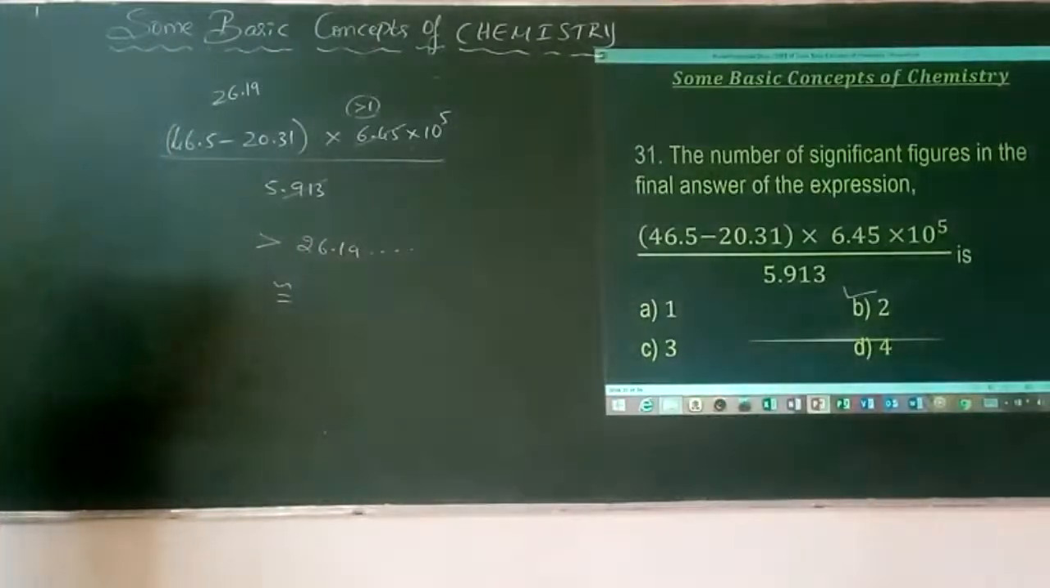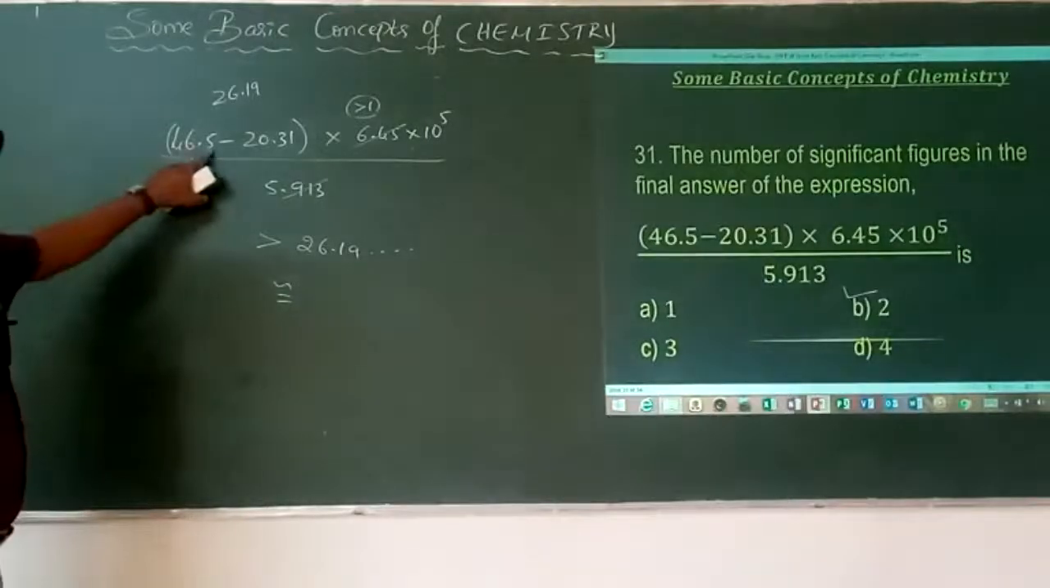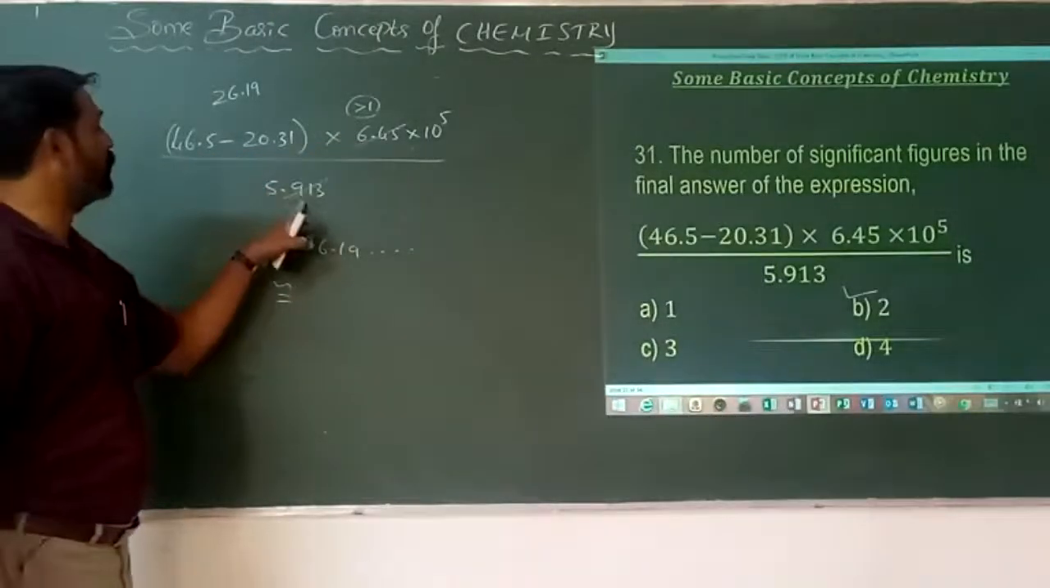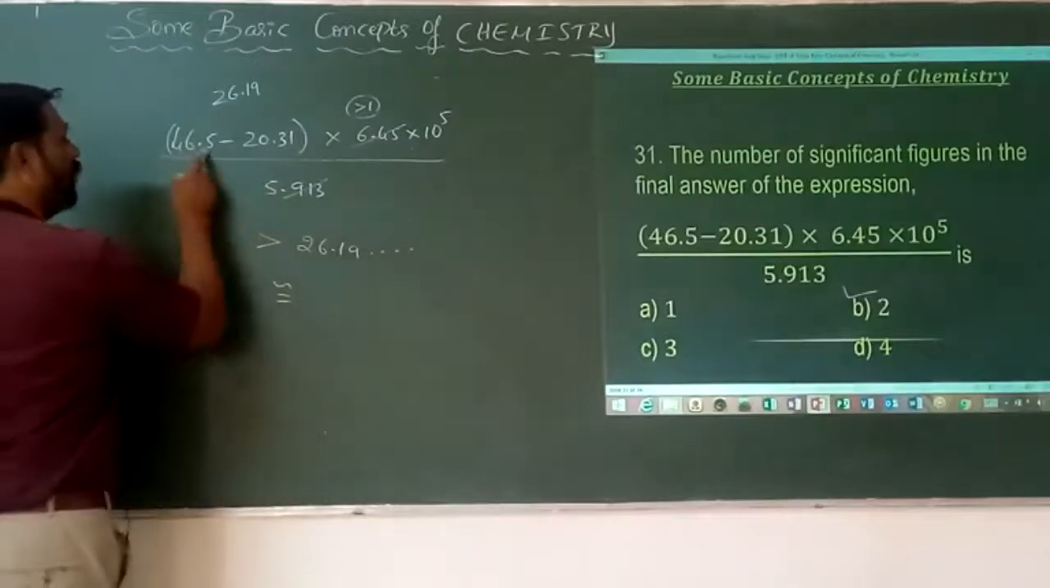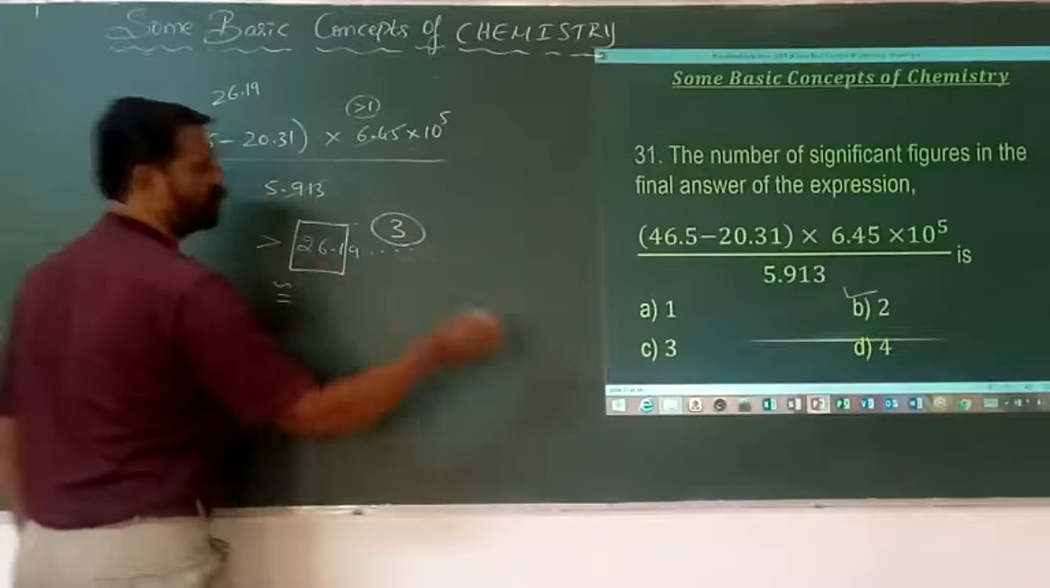But during the selection of significant figures, among the various numbers we have to choose, the number of digits after the decimal point must be least. After this it is 1, after this it is 2, here it is 2, here it is 3. But here, the least is this. The number of significant figures is 1.